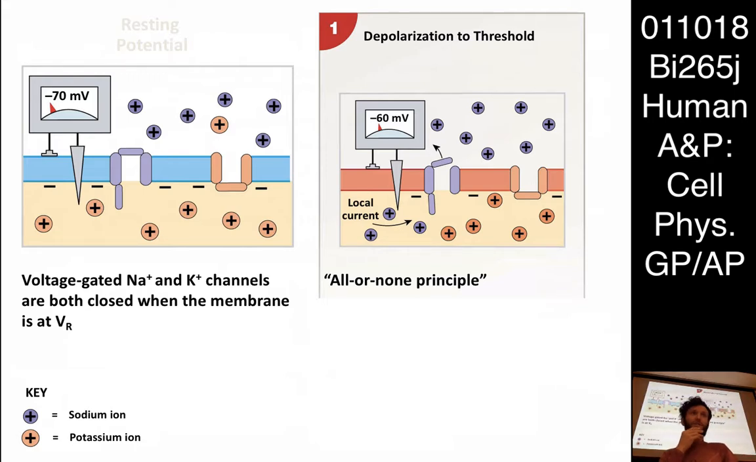All right, so let's go through the steps of an action potential. In the beginning, we have a cell that's at minus 70 resting potential, and we have two types of gates. One gate is permeable to sodium, and one gate is permeable to potassium.